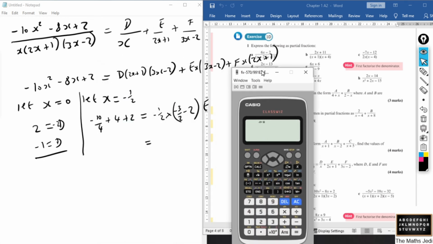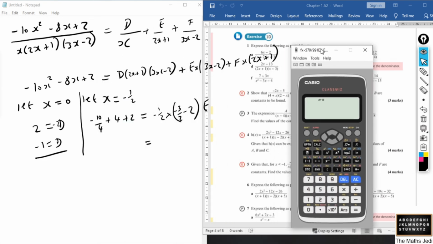So I'm going to put up the calculator here. We'll just work our way through this particular one just to get ourselves a good understanding. So I'll do the left hand side first. So minus 10 over 4.